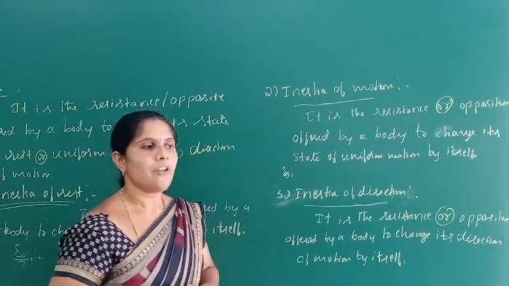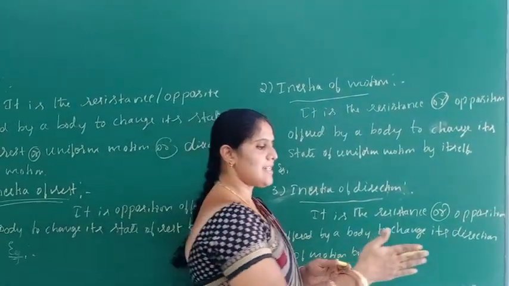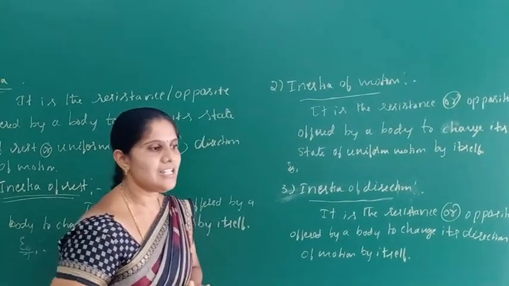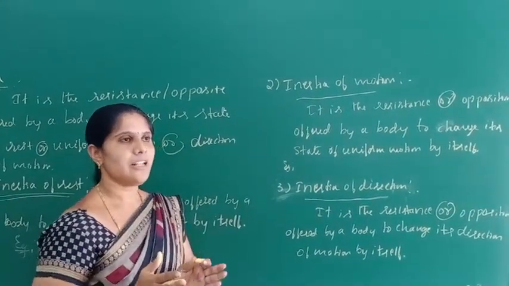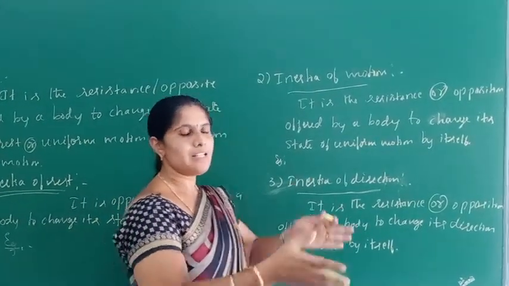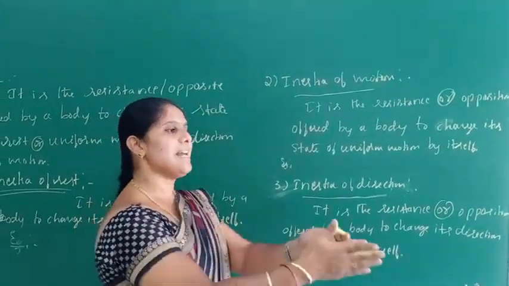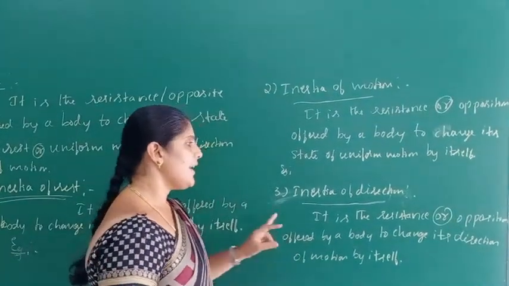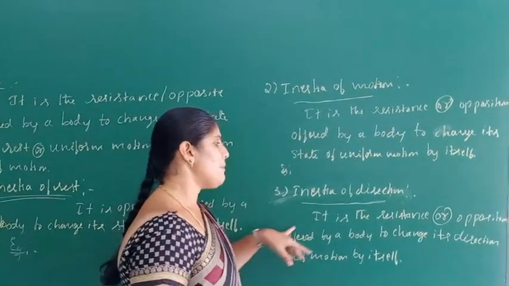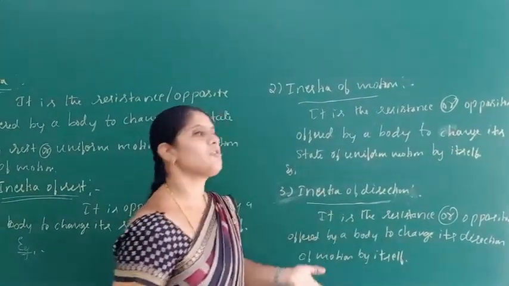For example, if an object is moving in a straight line, it would like to keep moving along a straight line. That means it does not want to take a left turn or right turn. That means it would like to remain on the same direction. That is called inertia of direction. It is a resistance or opposition offered by a body to change its direction of motion by itself.